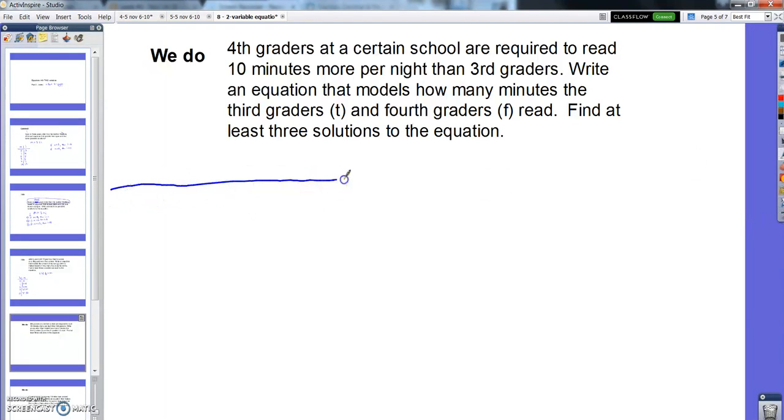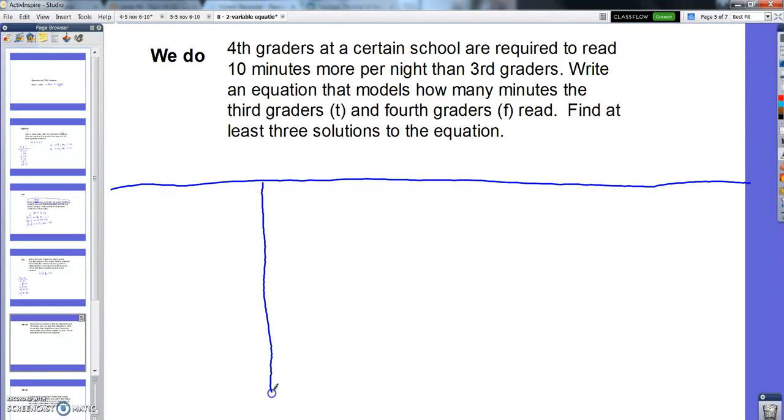Maybe do like this. Leave yourself a little room for the equation, a little room for the table, and then a big room tomorrow for the graph. Why don't you do that? So if you need to pause and write this down, go ahead.